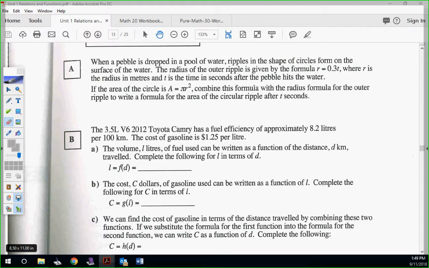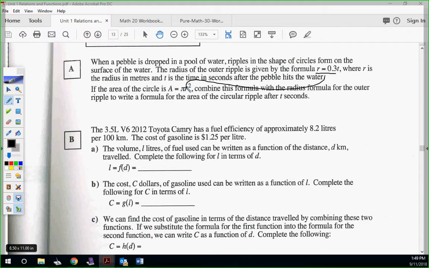It says if the area of the circle is A equals pi r squared, combine these two formulas to figure out the formula for the area in terms of time. So how the radius is growing in terms of time, we would sub in for r in the area formula. So we know the radius is growing here, okay? That's the radius, how it's growing. And we want to know how the area is growing with respect to time. We would go ahead and put it right there. And now we have a function of time.